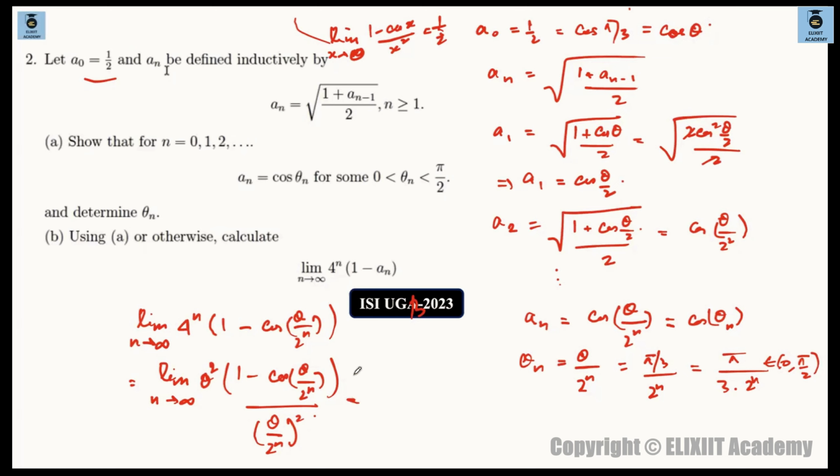So what can I say from here? This is half times of theta square. ठीक है, and theta is how much? I had taken theta to be pi by 3, so we have half times of pi by 3 whole square, which is pi square by 18.